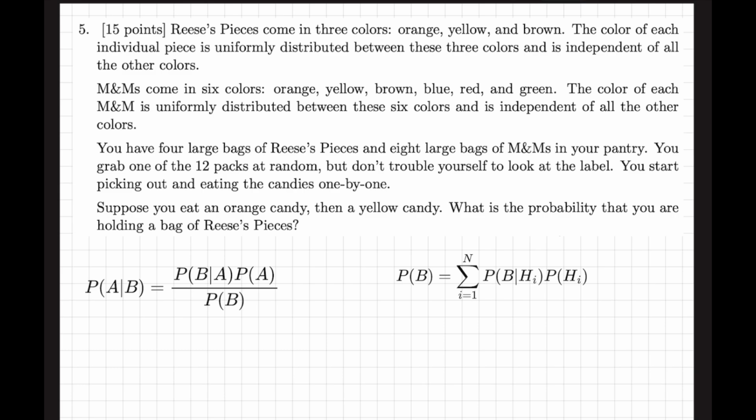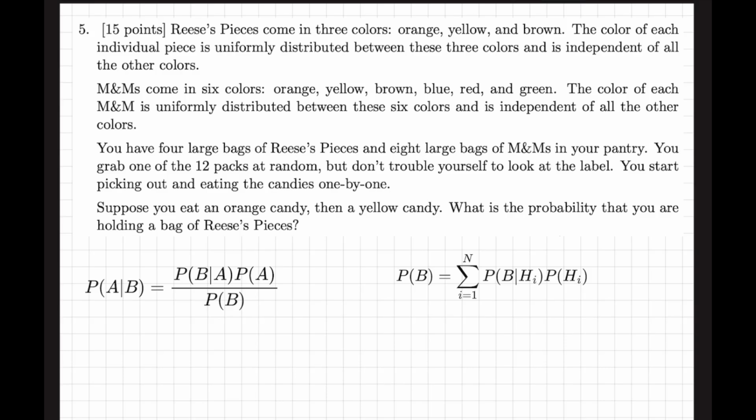In this video, I wanted to show a really cool Bayes Theorem problem. Let's read it. Reese's Pieces come in three colors, orange, yellow, and brown. The color of each individual piece is uniformly distributed between these three colors and is independent of all the other colors. All right, so with M&Ms, there's six colors, orange, yellow, brown, blue, red, and green. The color of each M&M is uniformly distributed between six colors and is independent of all other colors.